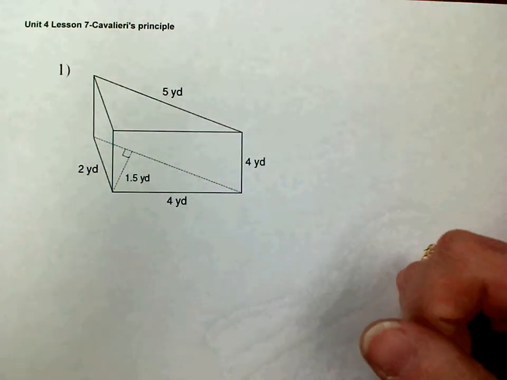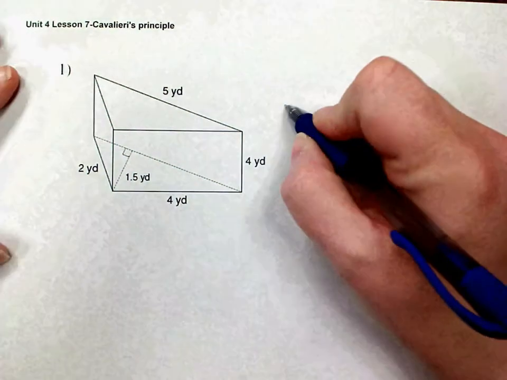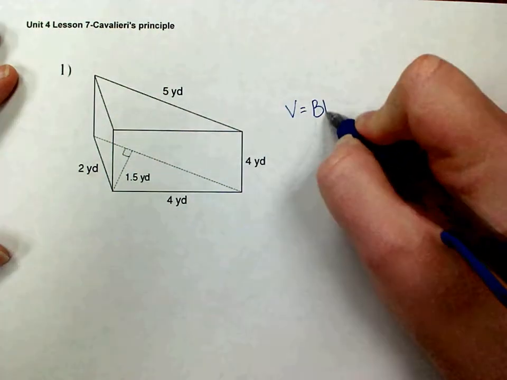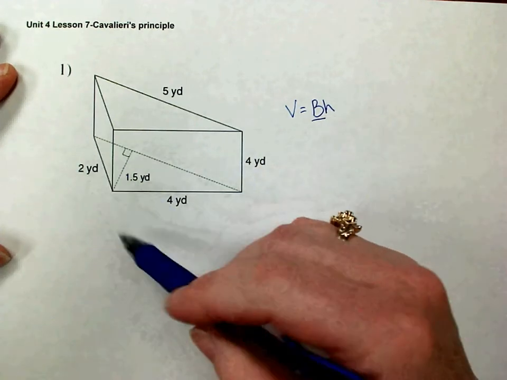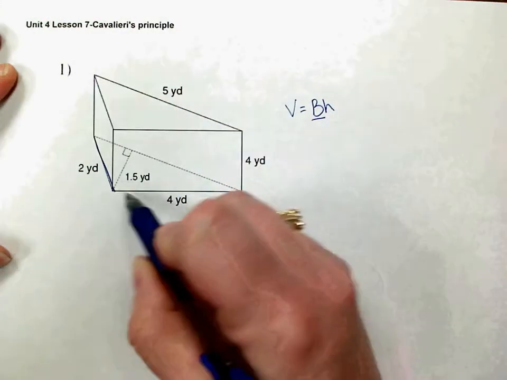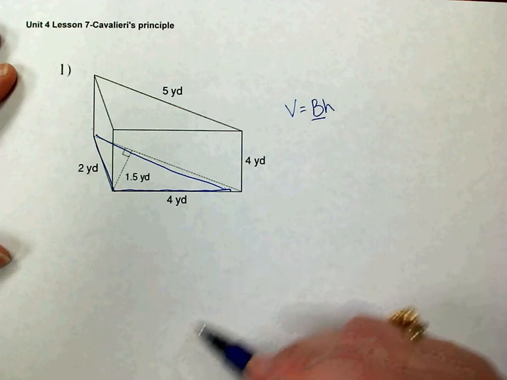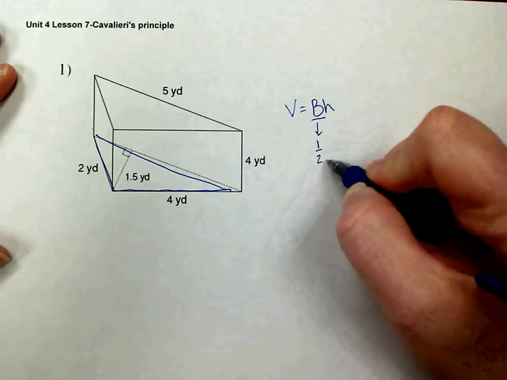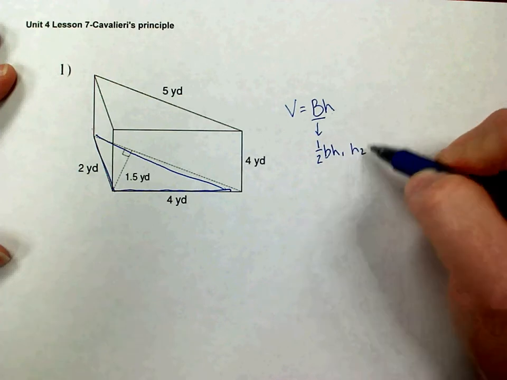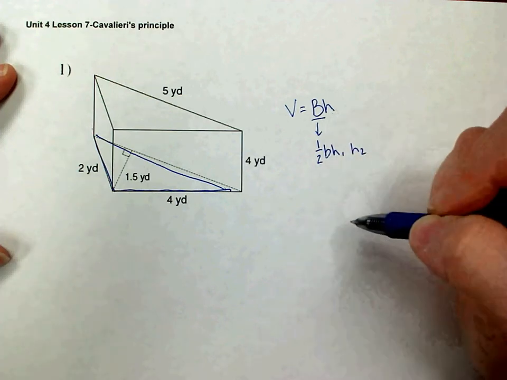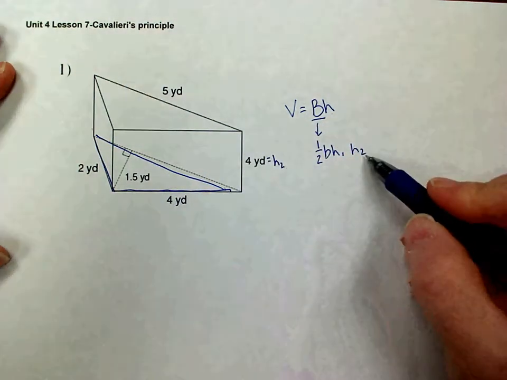So you shouldn't have used the 1/3 that you use for pyramids. Now when you go to find the volume, you know that you're going to multiply the base area times the height. Well, the base of this prism is a triangle. So this is the figure that you're finding the area of for the base area. So the area of a triangle is 1/2 the base times the height. Not the same height as what we're talking about in the formula here. That's the height of the prism. So this 4 yards right here is the height of the prism.